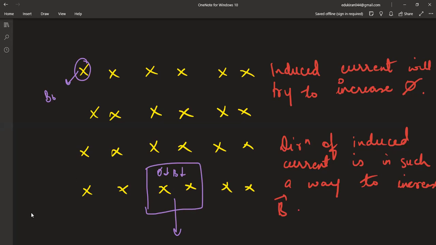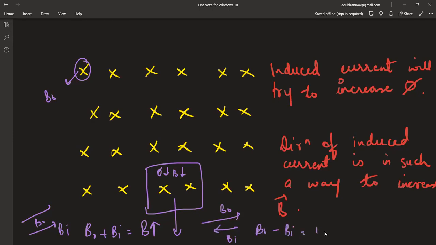See, if I say both the magnetic field lines, original and induced, are in the same direction, B naught plus Bi will lead to an increase in magnetic field. Original is pointing towards one direction, induced is also pointing towards one direction, so the net magnetic field will increase. Suppose one is taken as B naught, and one is taken in the opposite direction. Then it would be B naught minus Bi, which means magnetic field lines are decreasing. Correct? Magnetic field lines are decreasing.